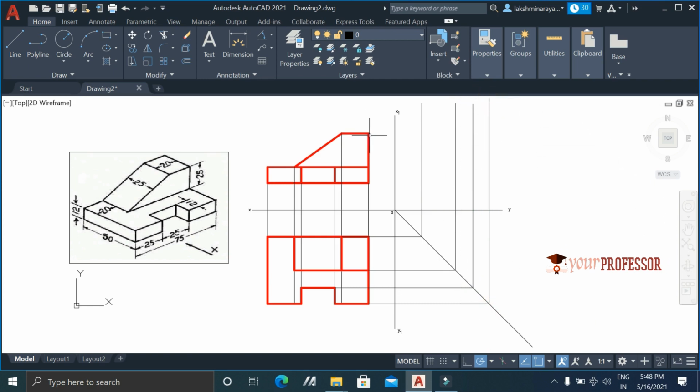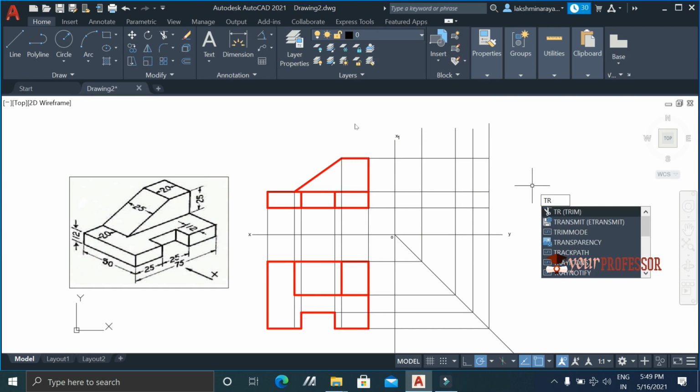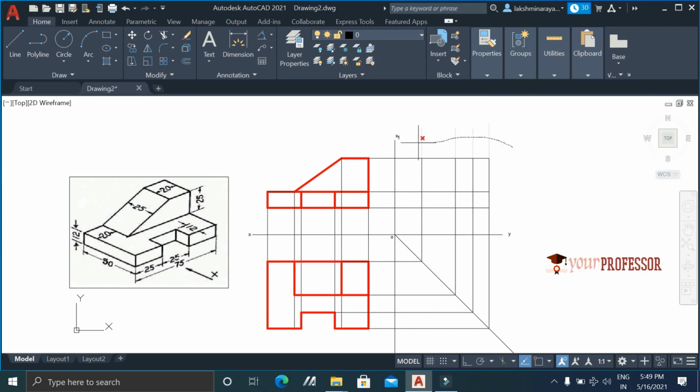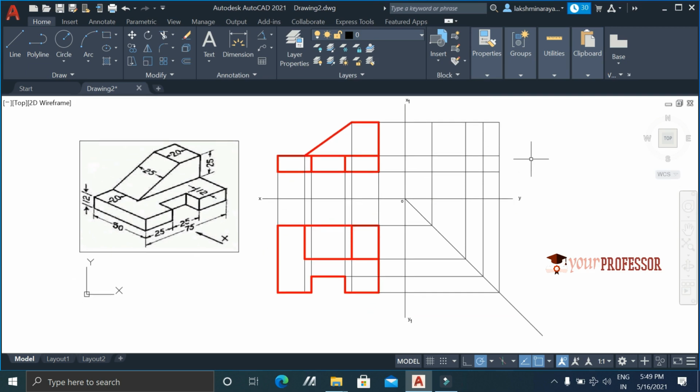Now drop horizontal projectors from the front view. Let's extend all these projectors. Let's erase the unnecessary objects. When we observe from the side, you are able to see this rectangle which is of dimension 50 by 12 mm and this reduced rectangle only. Let us draw those two.